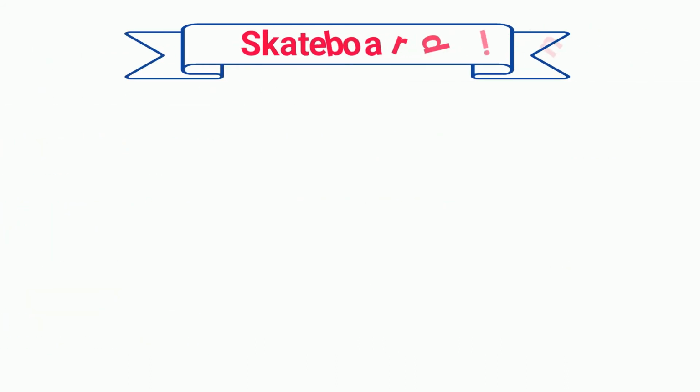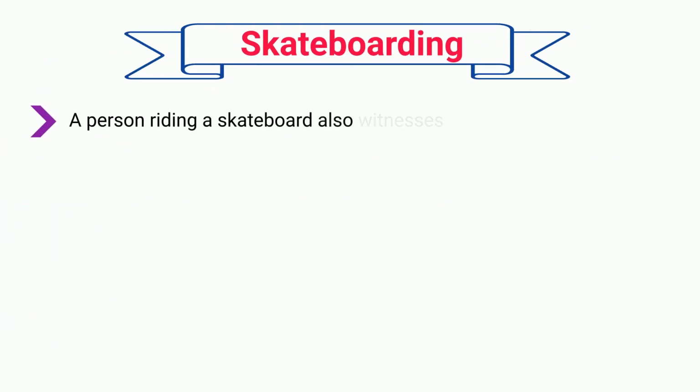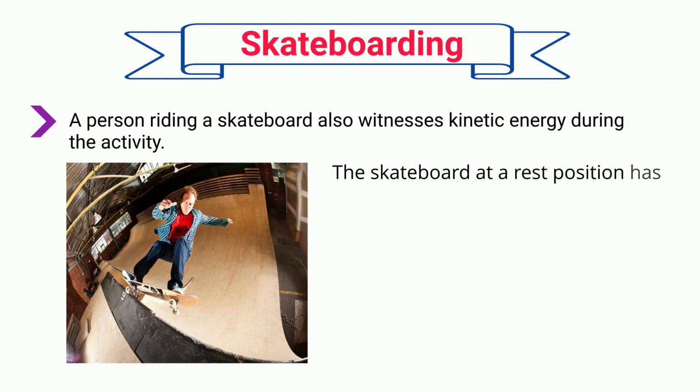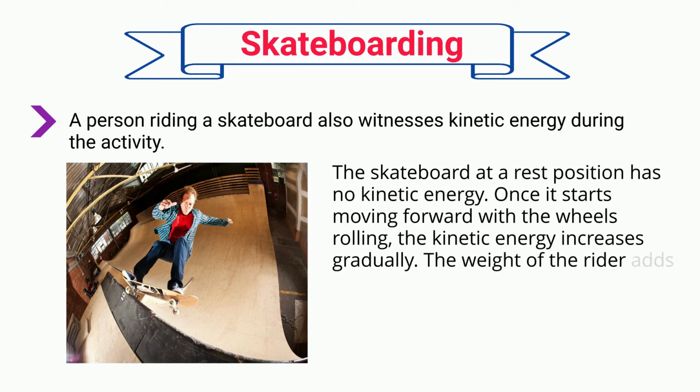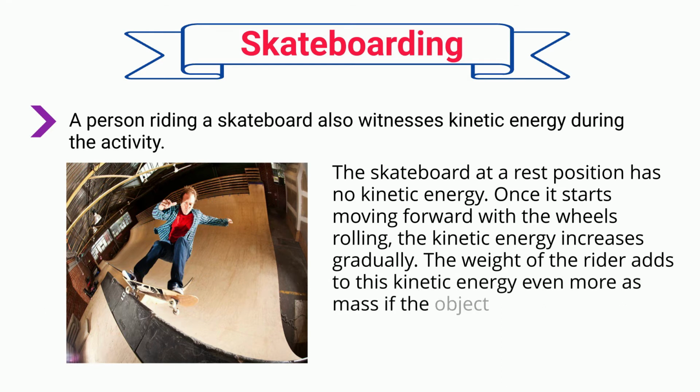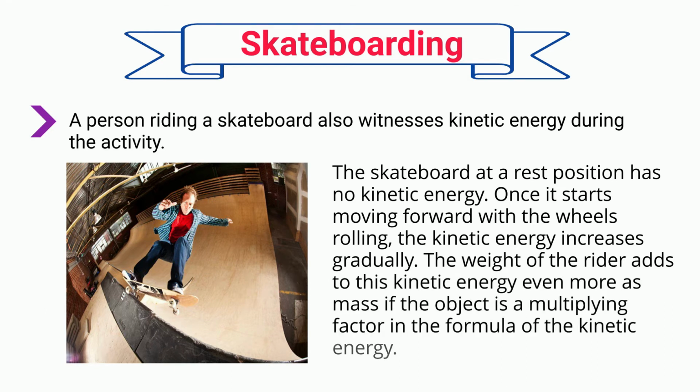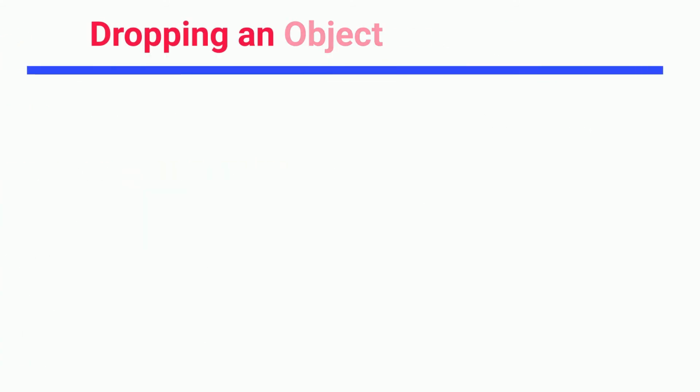Skateboarding. A person riding a skateboard also witnesses kinetic energy during the activity. The skateboard at a rest position has no kinetic energy. Once it starts moving forward with the wheels rolling, the kinetic energy increases gradually. The weight of the rider adds to this kinetic energy even more, as mass of the object is a multiplying factor in the formula of the kinetic energy. Dropping an object on the ground.